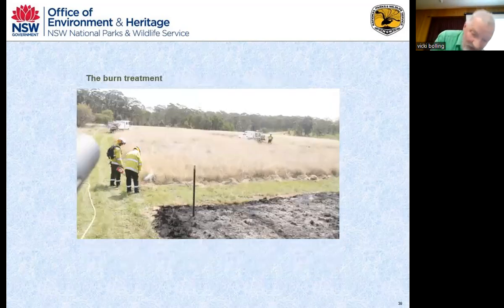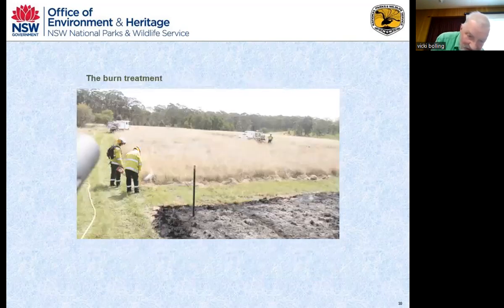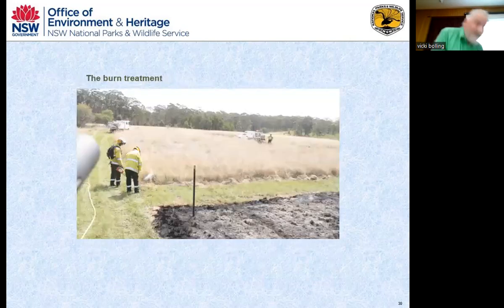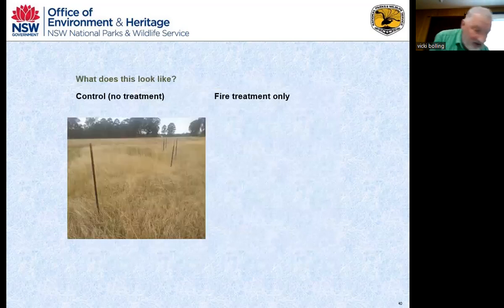Okay. So, see if I can get that to go. No, it's not going to go. That's all right. So that's one of the blocks being burnt. And it's a really intense fire. Okay, so what's that look like?